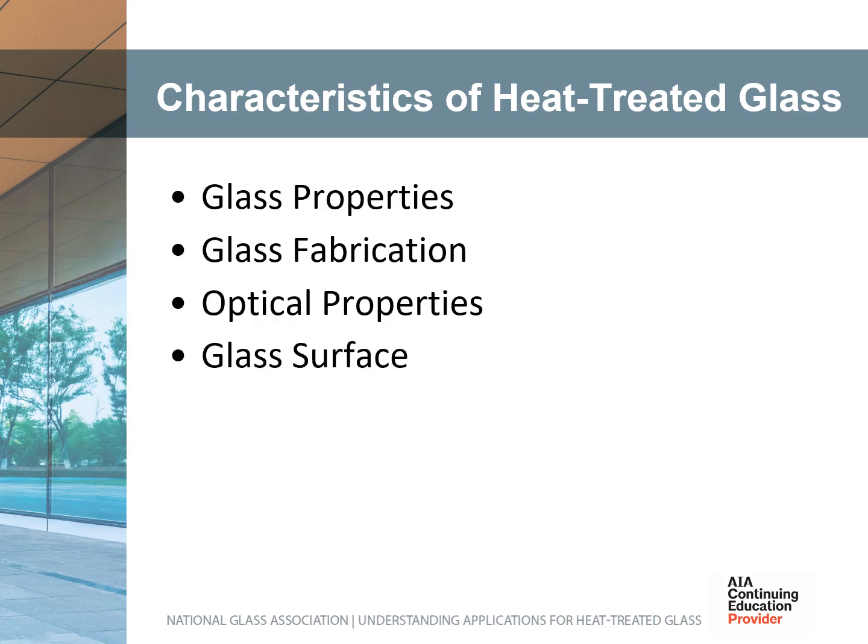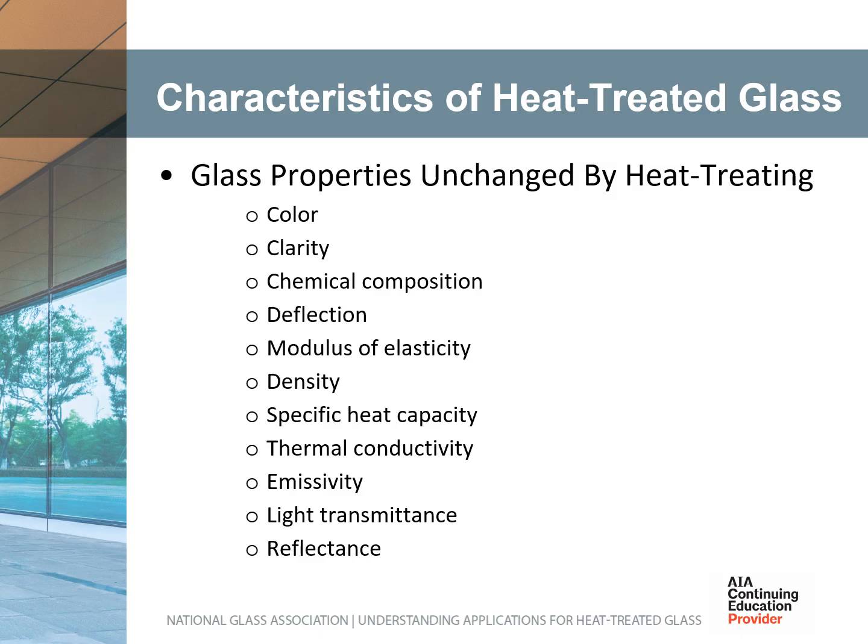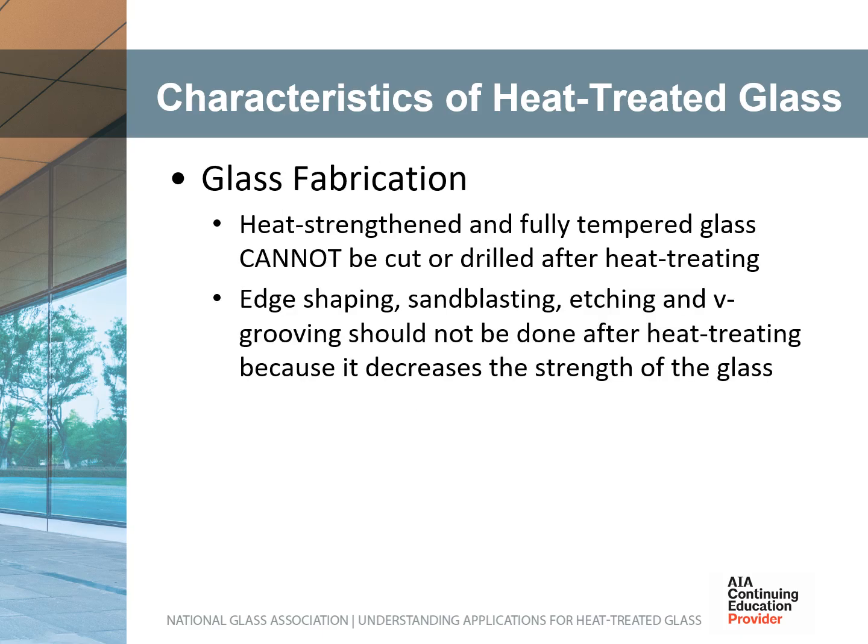The characteristics of heat-treated glass that are unchanged by heat treating include the glass properties, glass fabrication, optical properties, and glass surface. For additional information on these properties, contact your glass manufacturer or fabricator. Examples of glass properties that are unchanged by heat treatment include color, deflection, emissivity, reflectance, and more. There are certain do's and don'ts when dealing with heat-treated glass.